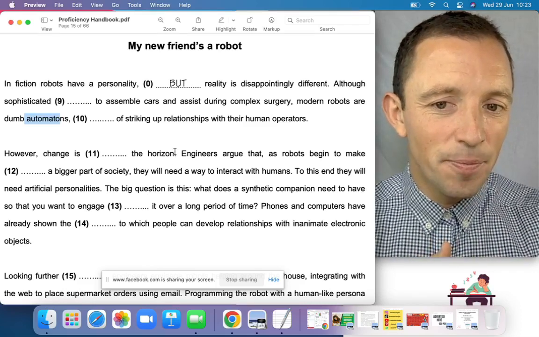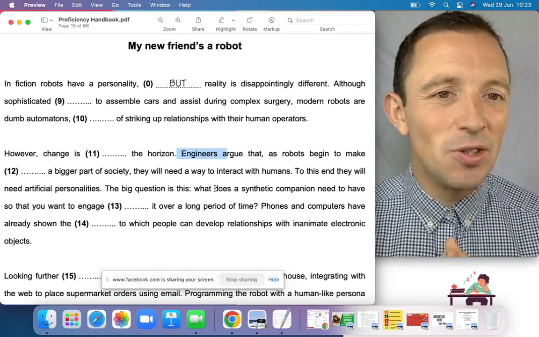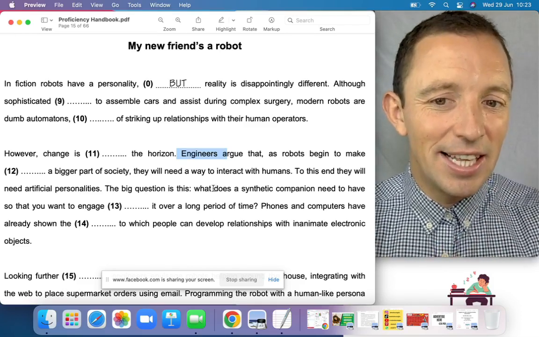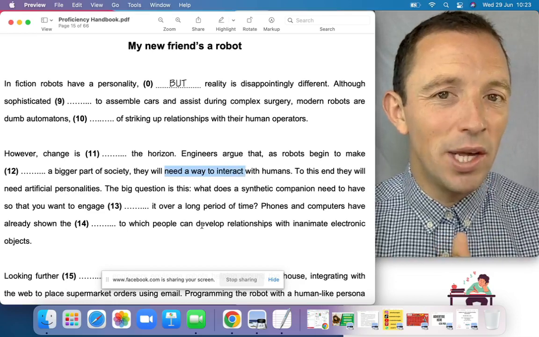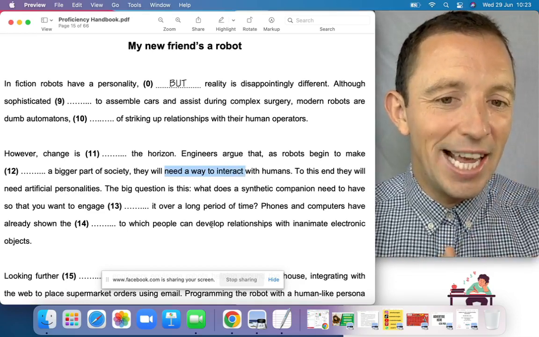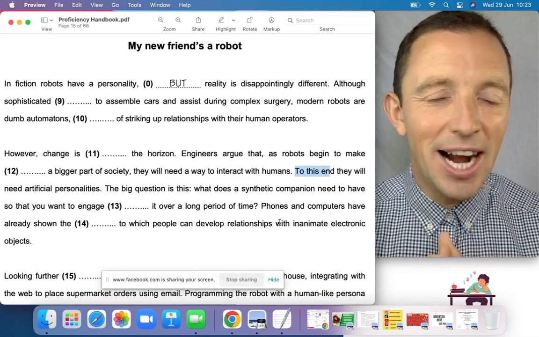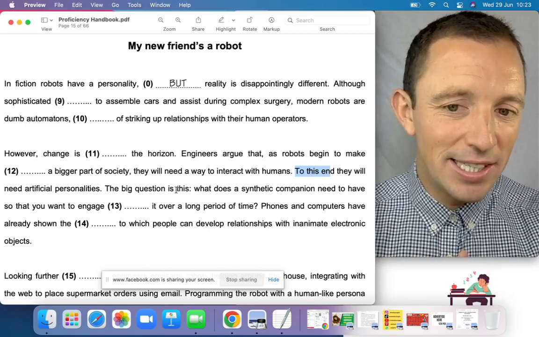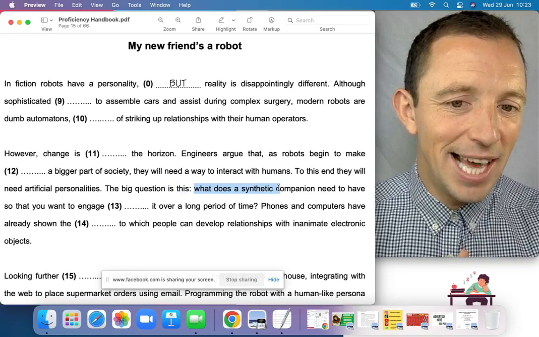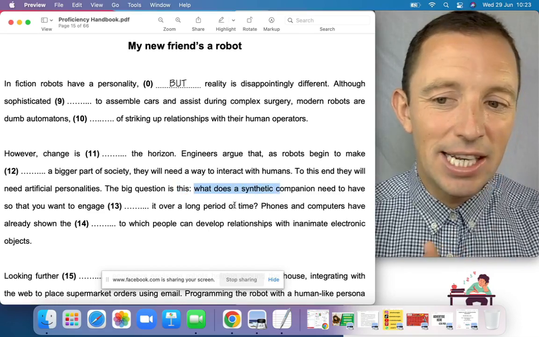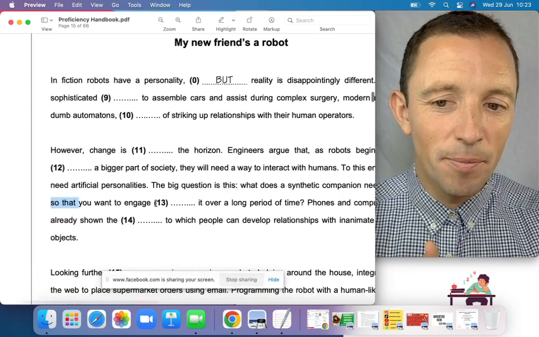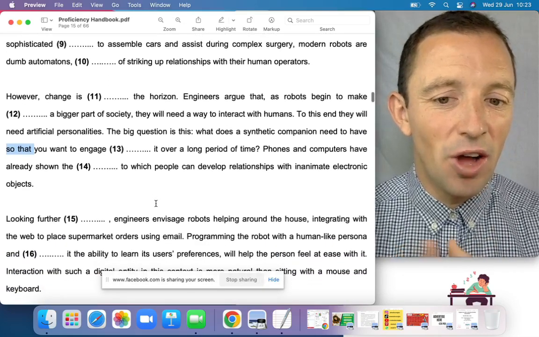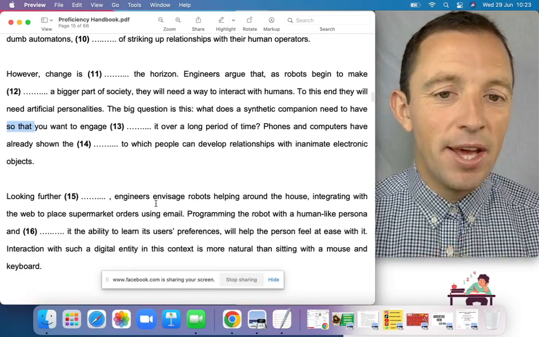Engineers argue that as robots begin to make space a bigger part of society, they will need a way to interact with humans. To this end, they will need artificial personalities. The big question is this: what does a synthetic companion need to have so that you want to engage it over a long period of time?